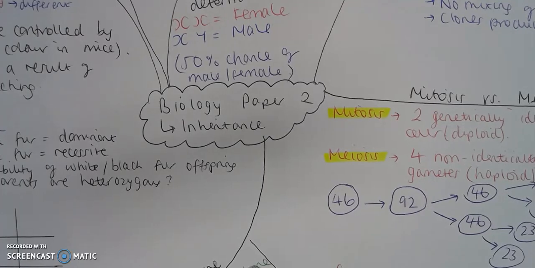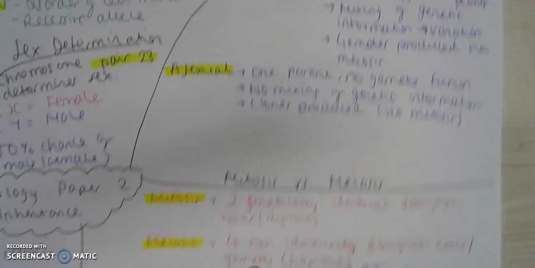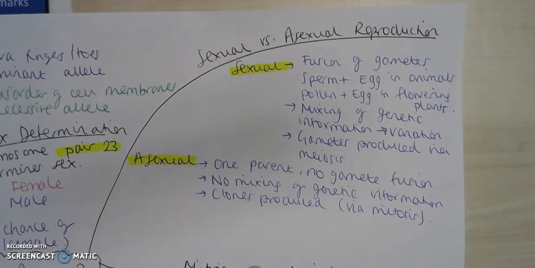Welcome to Biology Paper 2, the video on inheritance. To start off with, we need to look at sexual and asexual reproduction and the key differences.